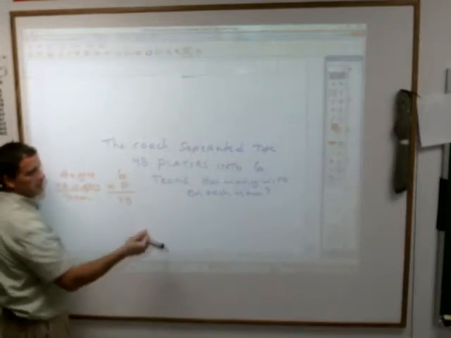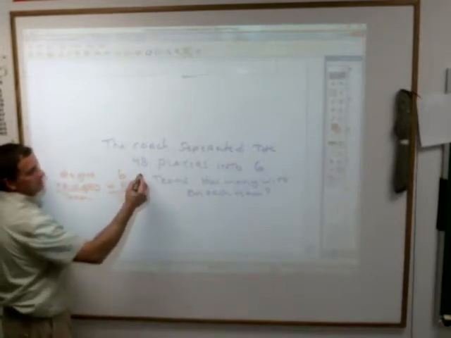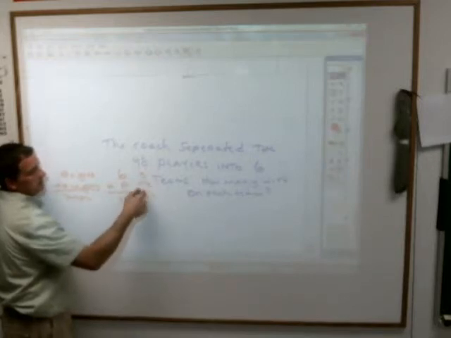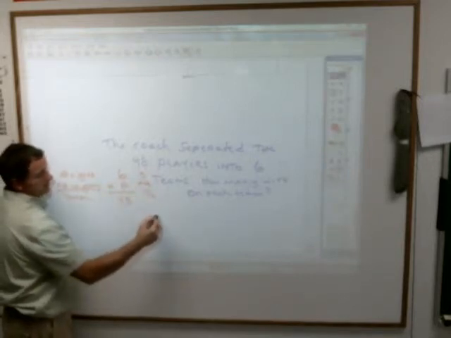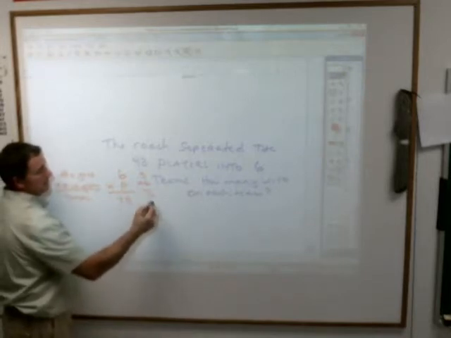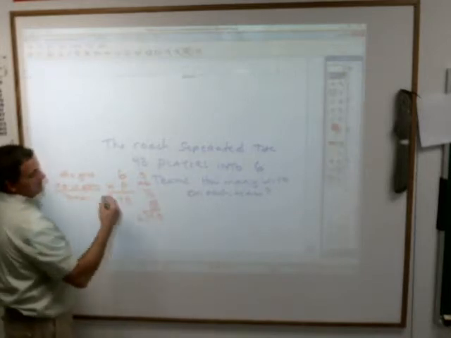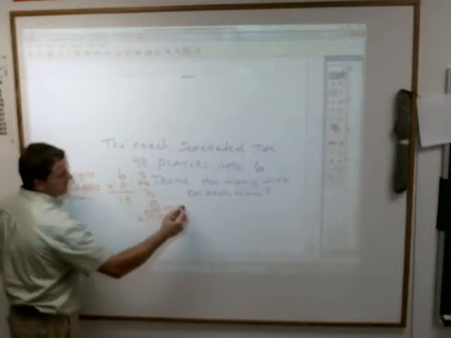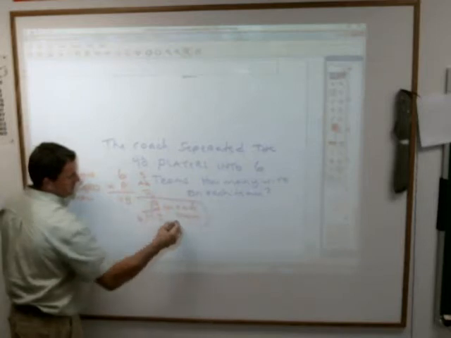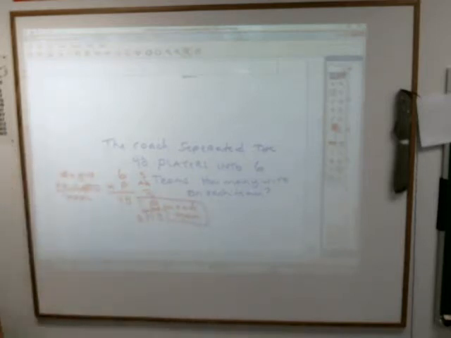How do I find the answer? Again, if I think of an easy problem, maybe it's 5 times 2 is 10. This in the middle means I divide those two, so my answer is going to be what I get when I divide 48 by 6, and the answer is 8 on each team. Isn't that exciting? For the most part.